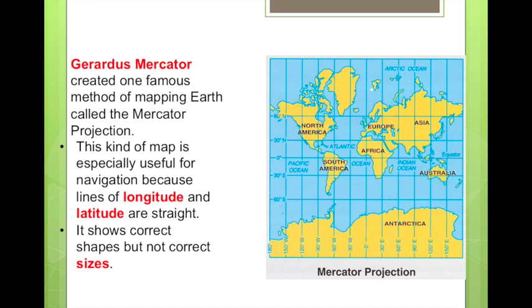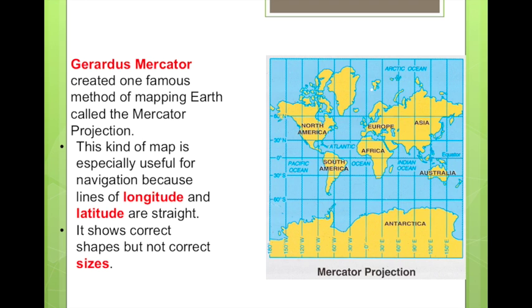So, how do geographers deal with distortion? They create what's called projections. And projections are images that deal with distortion in different ways in order to make something good happen. For example, this is a Mercator map.